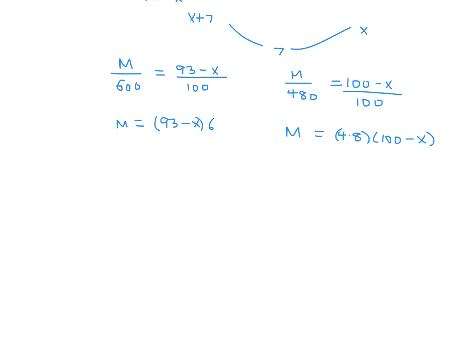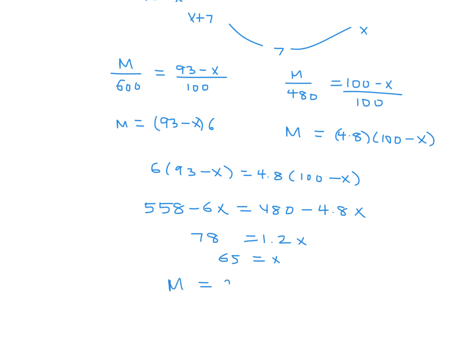Correct? Okay, so now we set them equal to each other. So we have 6 times (93 minus x) is equal to 4.8 times (100 minus x), like that. Let's solve for x now. And after some basic algebra, you get x equal to 65. So then we just have to go back and calculate m.